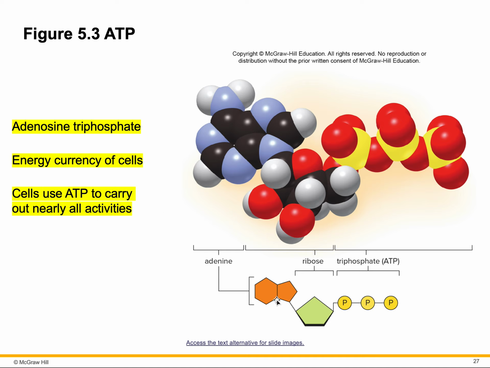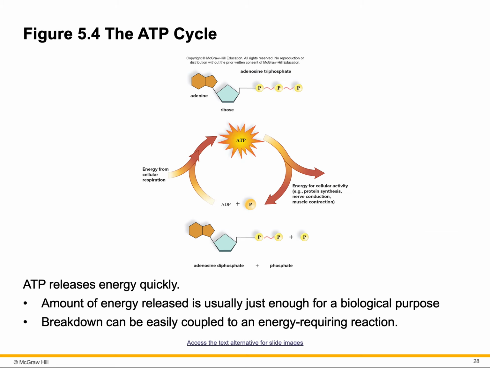And this is what it looks like. It has the adenine, the ribose sugar. So this is a nucleic acid, and then a sugar, and then 3 phosphates right here. And where does the energy come from? This is ATP up here, and the energy comes from one phosphate group when it is lost.